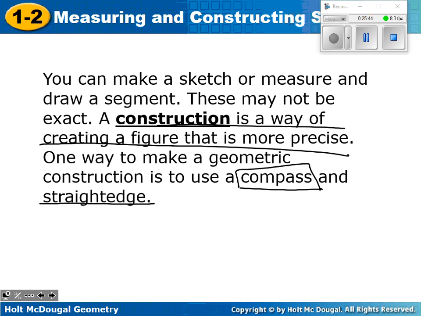And I'll know that you didn't just use your ruler because your compass is going to have arc marks when you create your pictures, and I'll see those arc marks. And if you're missing those arc marks, then that means you didn't create it with the compass. You did it with the ruler. So we are going to do several constructions throughout the entire chapter.